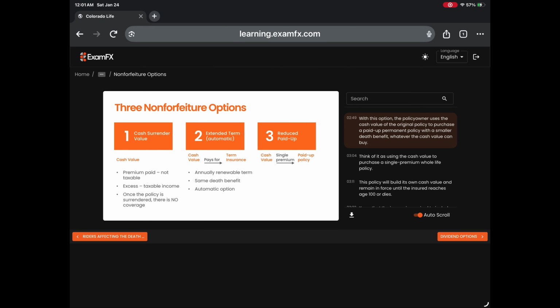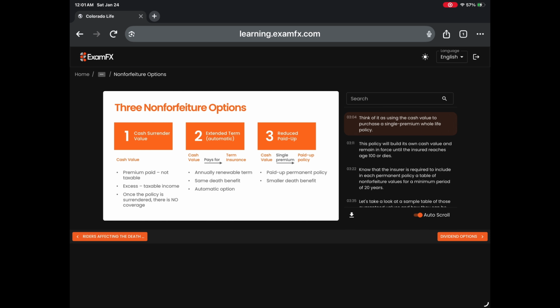With this option, the policy owner uses the cash value of the original policy to purchase a paid up permanent policy with a smaller death benefit, whatever the cash value can buy. Think of it as using the cash value to purchase a single premium whole life policy. This policy will build its own cash value and remain in force until the insured reaches age 100 or dies.